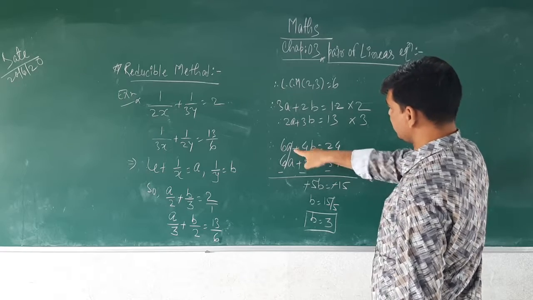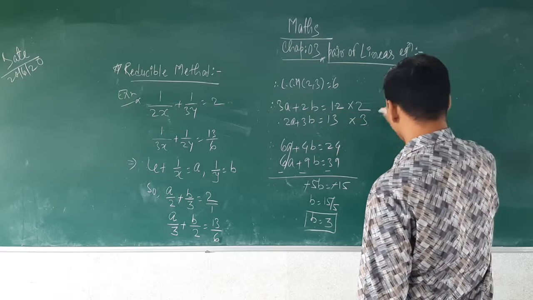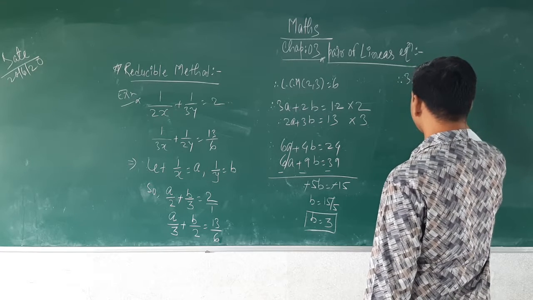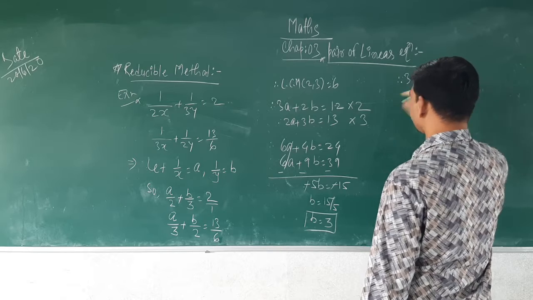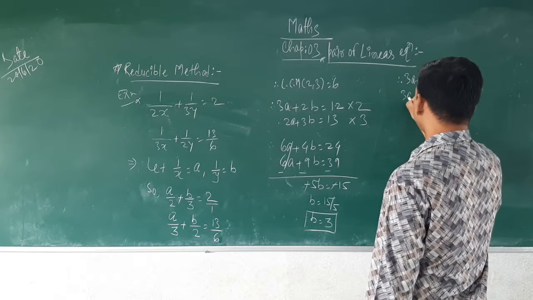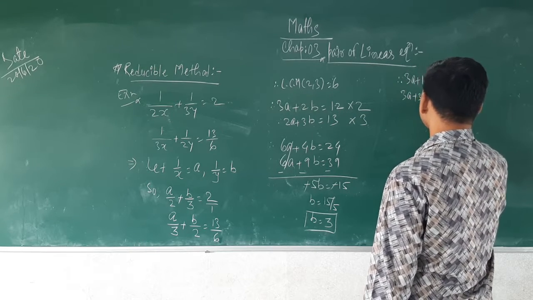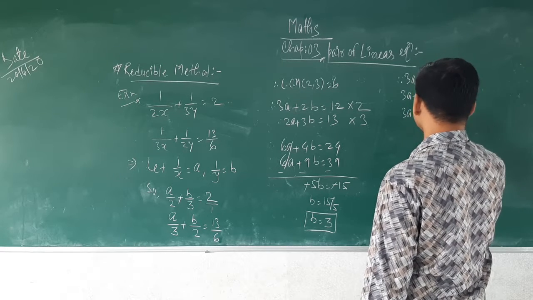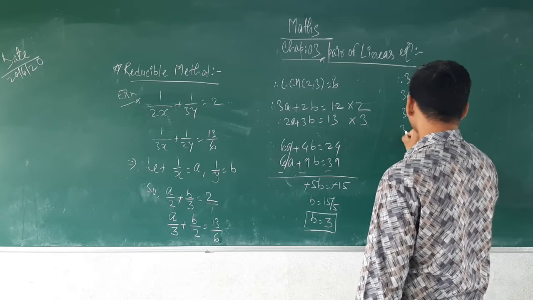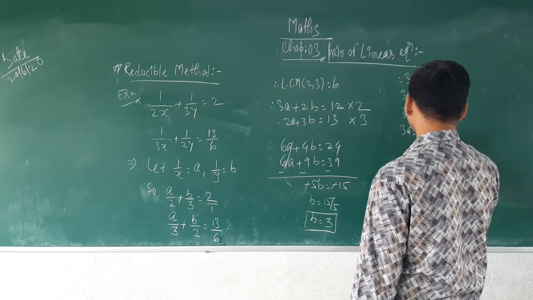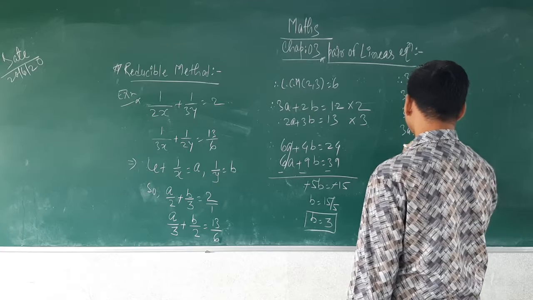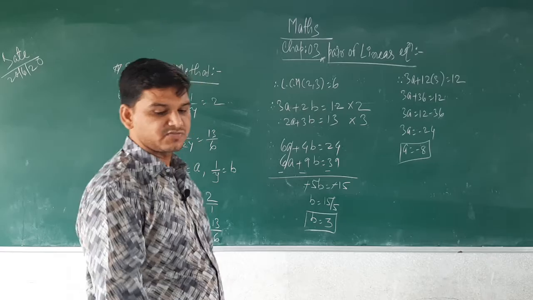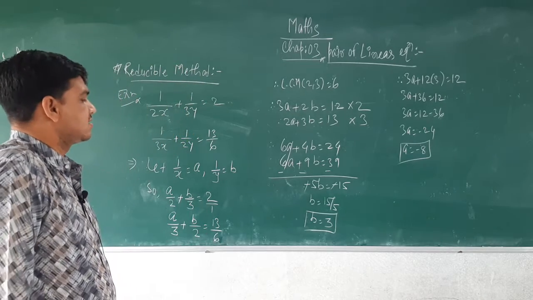Now apply the value b = 3 into equation number 1. Equation number 1 is 3a + 2b = 12. So 3a + 12b, instead of b you have to take 3, is equal to 12, right? So 3a + 36 = 12. So 3a = 12 minus 36. So 3a = minus 24. Then a = minus 8. So the value of a is minus 8 and the value of b is 3.